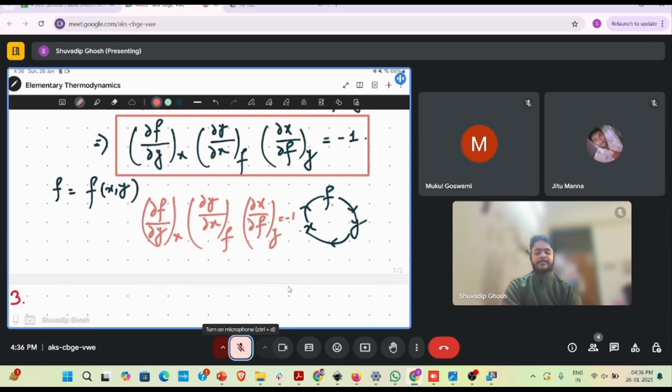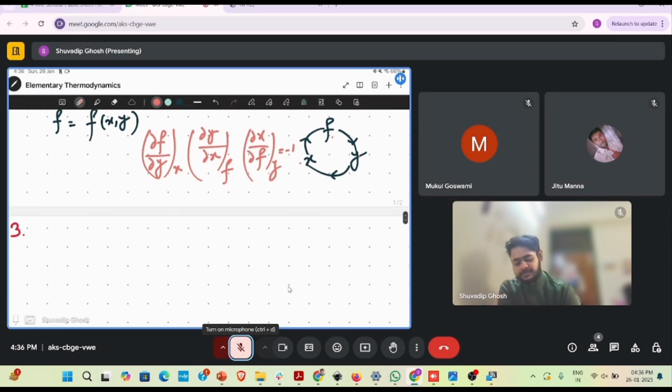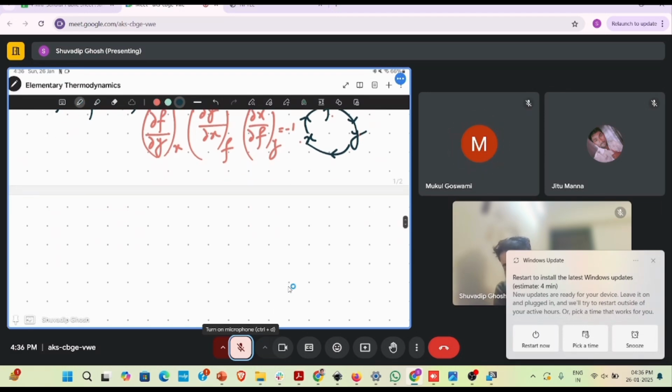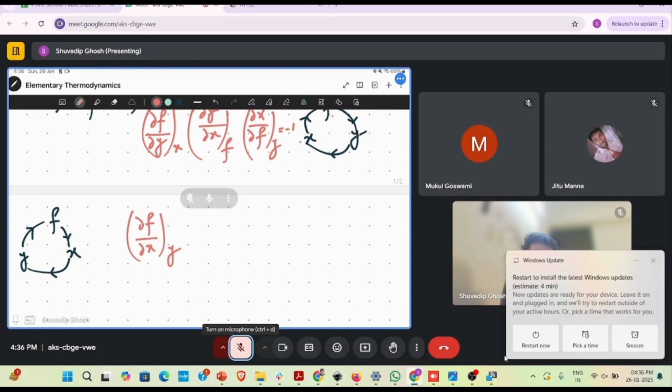So you have to remember this cycle. Or you can write like f, x, y, then also it will be valid. That is not wrong. If you write f, x, and y in this fashion, then also it will be valid. What will it be then? It will be del f, del x at constant y. Correct?